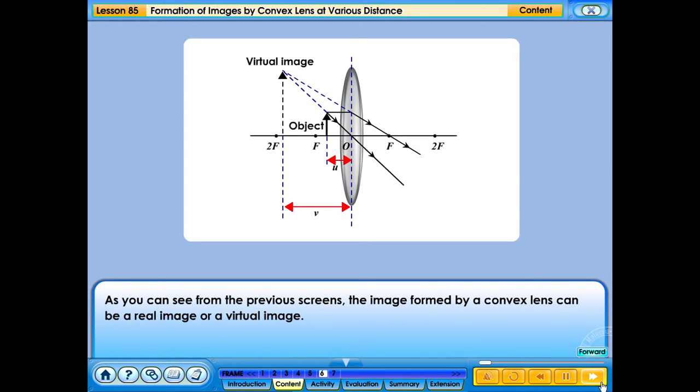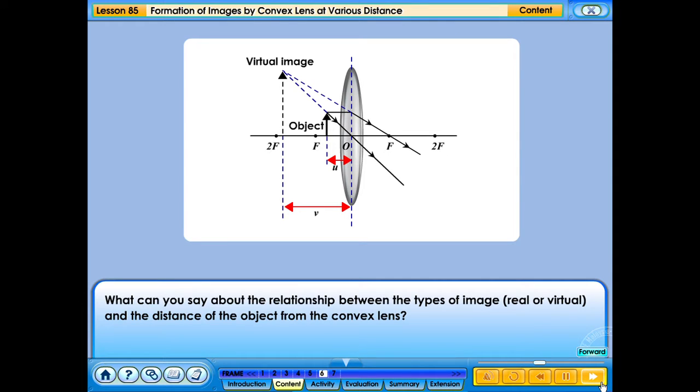As you can see from the previous screens, the image formed by a convex lens can be a real image or a virtual image. What can you say about the relationship between the types of image, real or virtual, and the distance of the object from the convex lens? Click on the word relationship to know the answer.